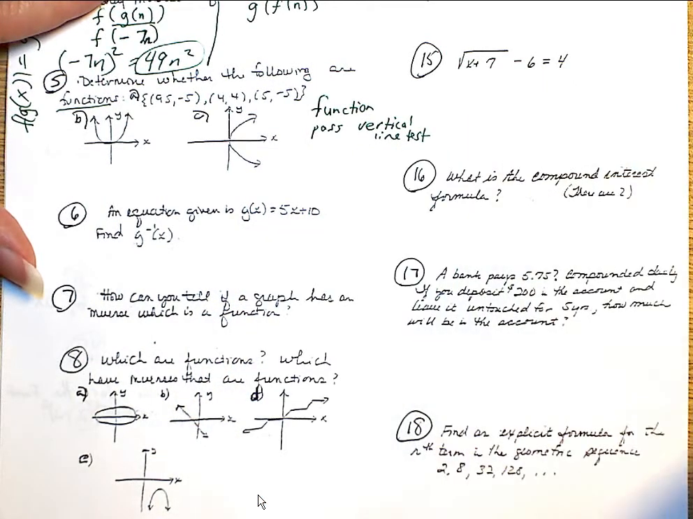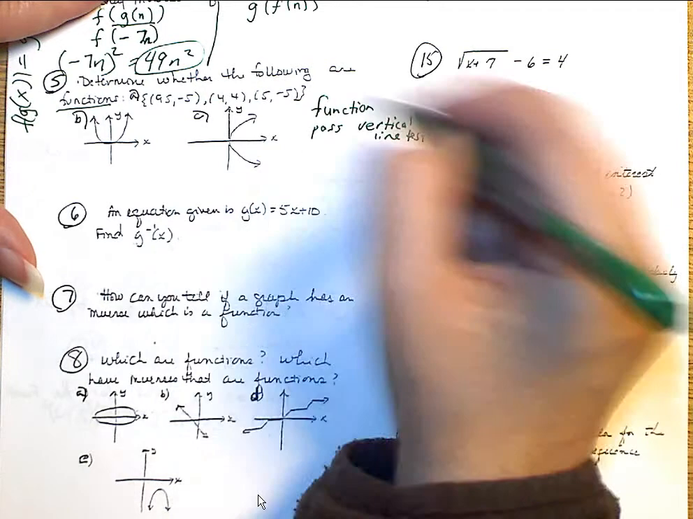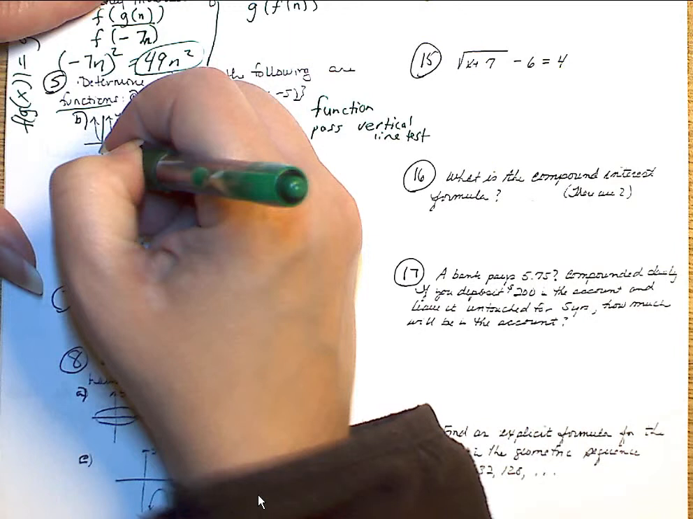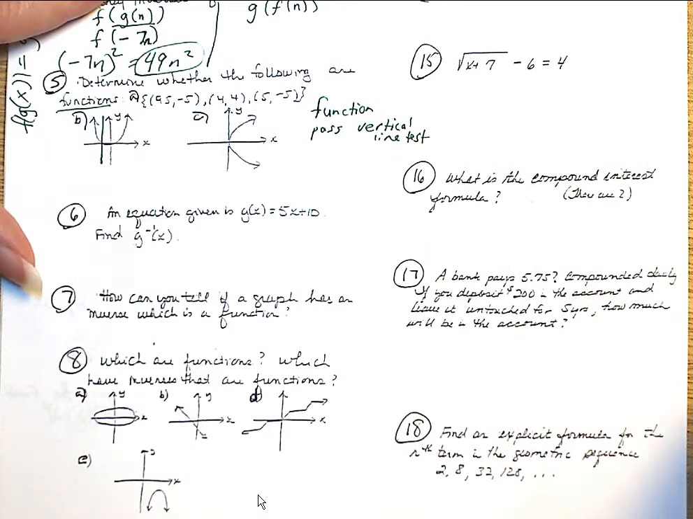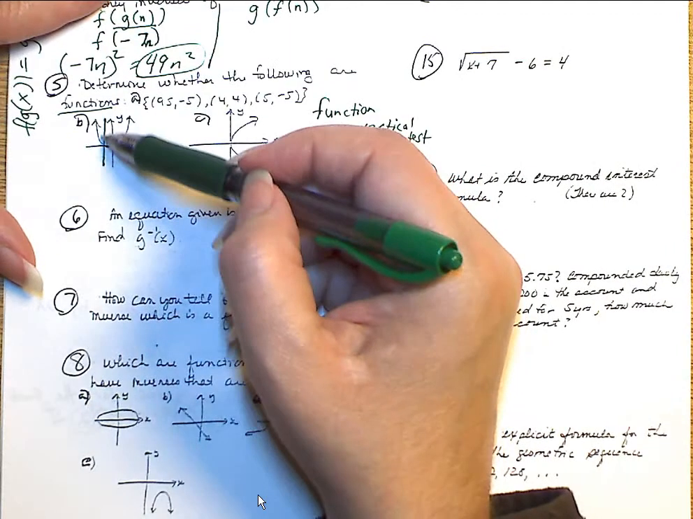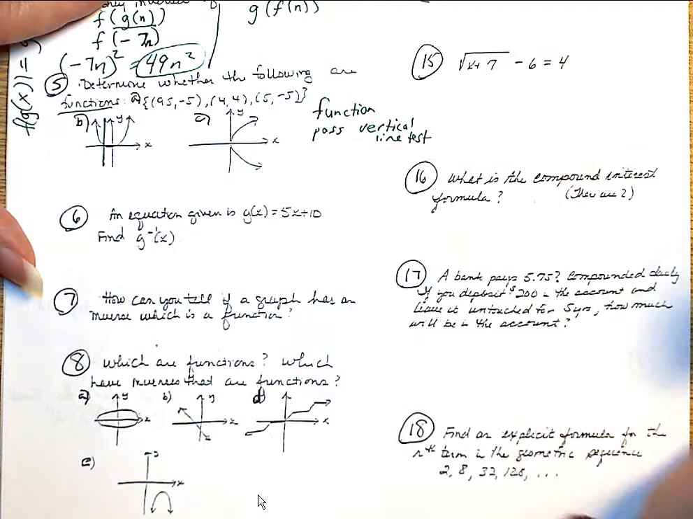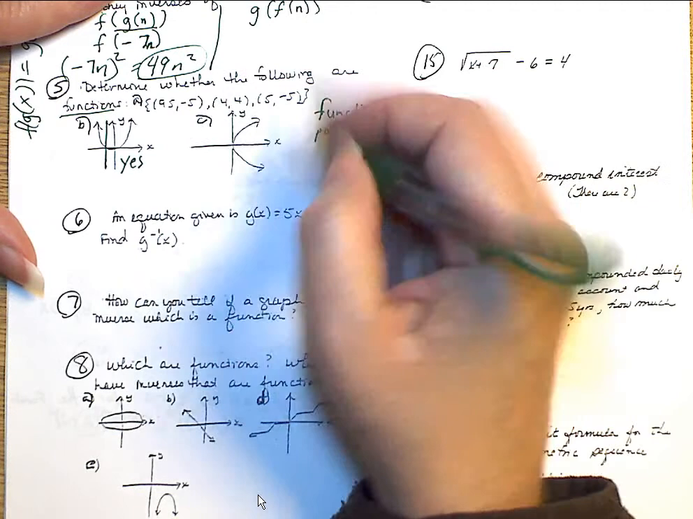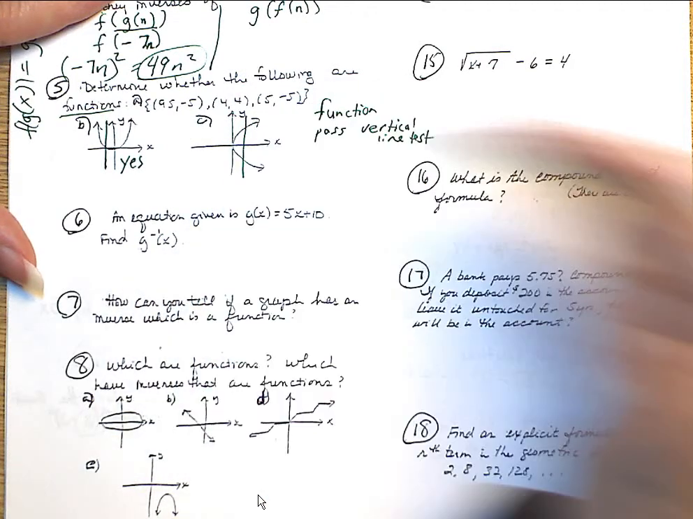All right, so that means that it only hits once. So, is this a function? If I draw this line down, it only hit once, so is that a function? Yes. Is this a function? No.